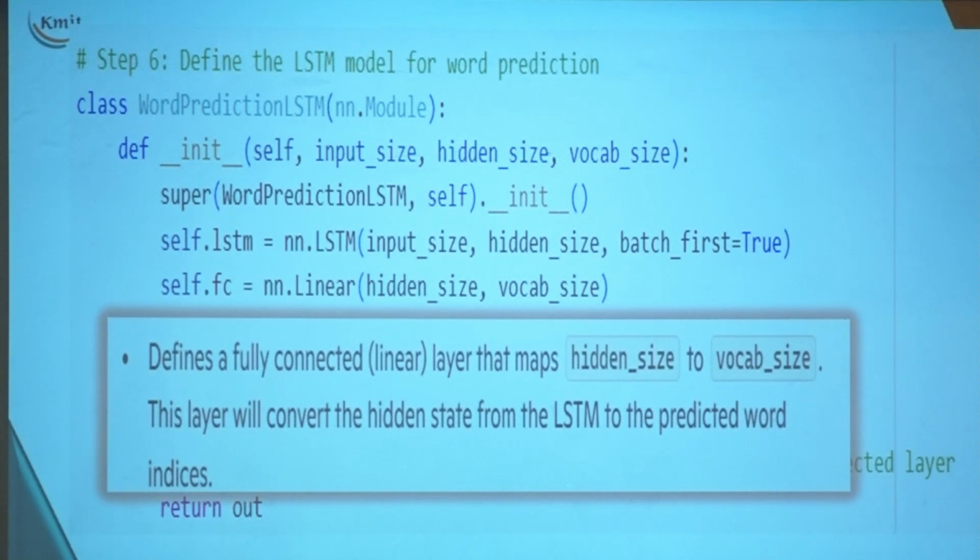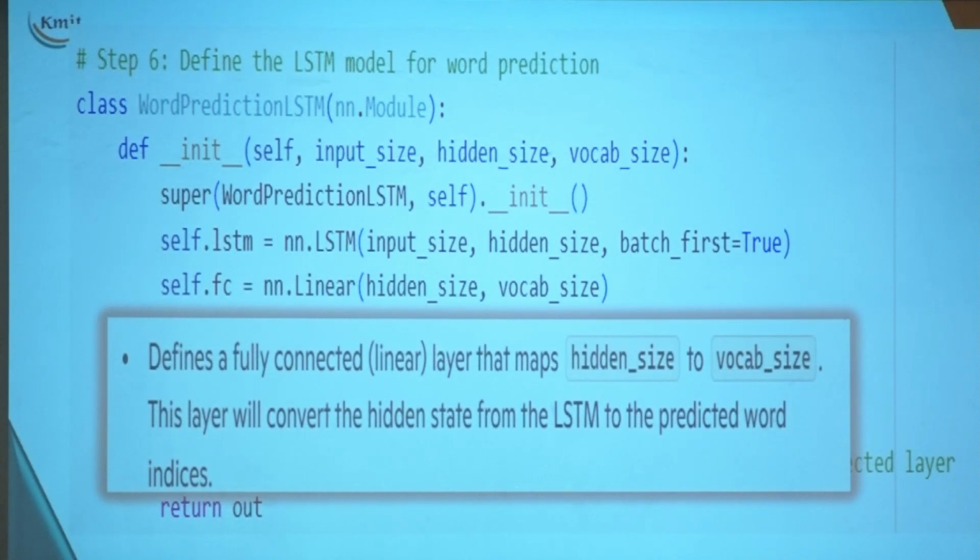Next, what we are doing? Linear layer. So it is nothing but a fully connected layer which is going to map our hidden size to the vocabulary size that we have defined. This particular layer will convert the hidden state from LSTM to the predicted word indices. So when you are building your LSTM model, first you create your class, you define your class with your specific parameters of input size, of hidden size and of the vocabulary size. Then you start building the model by first creating the layers.